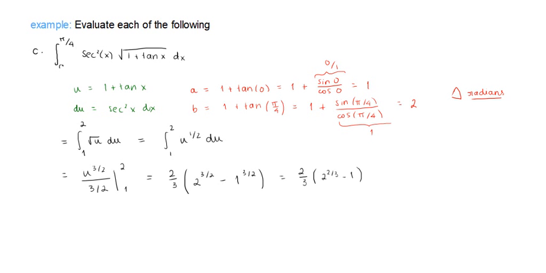All right, I'll do one last example. So that will be number d over here, and that will be the integral of cosecant squared of x divided by 1 minus cotangent of x with respect to x. And again, 2 minutes, try it on your own, and then come back for the solution.